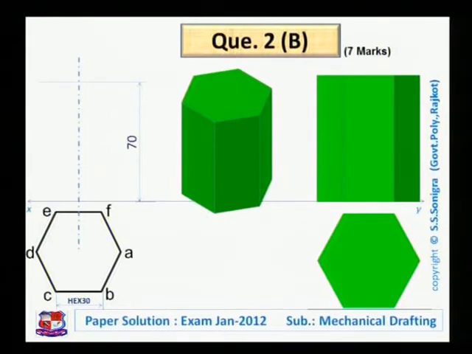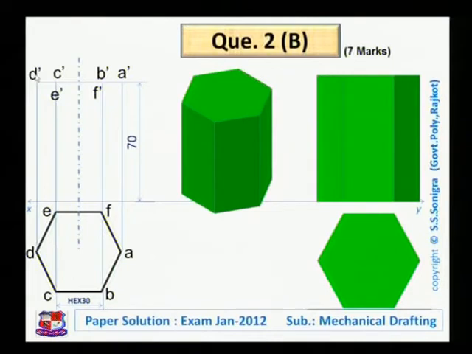So from XY line, mark a line at height of 70 mm on this axis up to this, and then take projection line from point A, from point B. Name this point as point A dash. Projection line from point B, this is point B dash. Projection line from point C, this is point C dash. Projection line from point D, that is D dash over here, E dash and F dash. So this represents its front view.